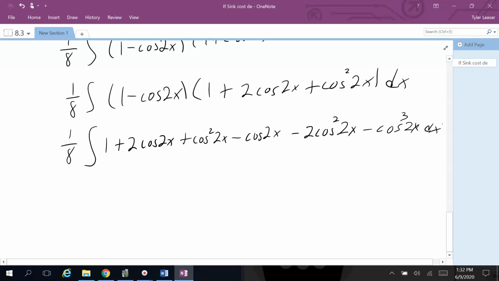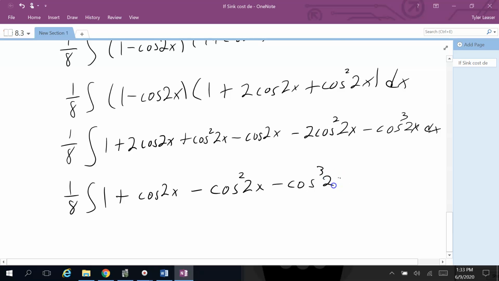Okay. We can combine some like terms together, so let's go ahead and do that. 1. This cosine 2x and this cosine 2x will combine together to be a single cosine 2x. We have the cosine squareds, which will combine to be a negative cosine squared 2x. And then we have the negative cosine cubed 2x just sitting out there.